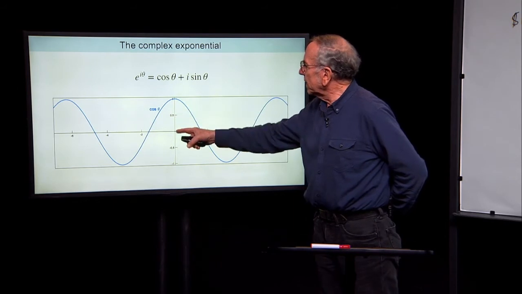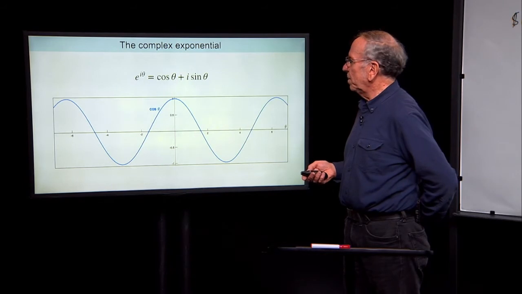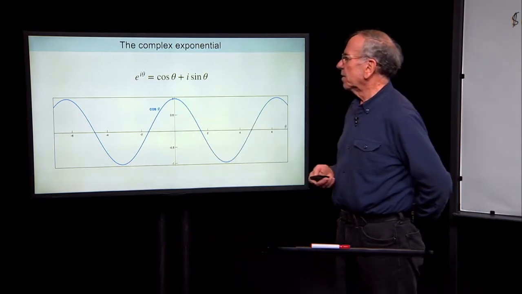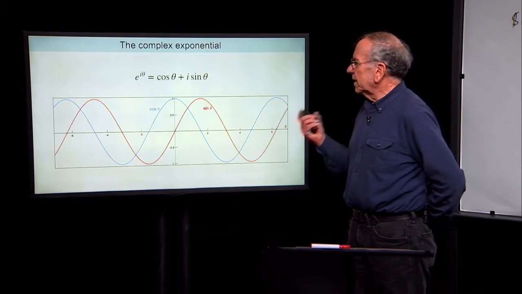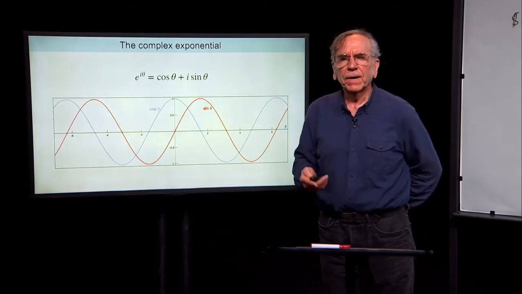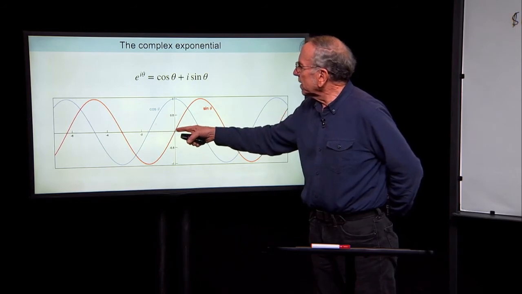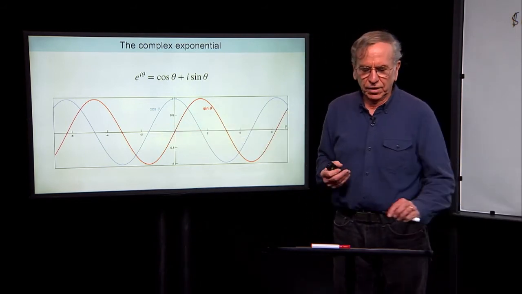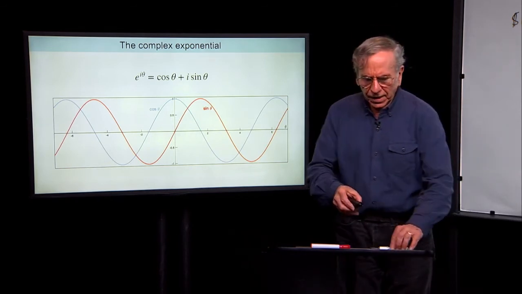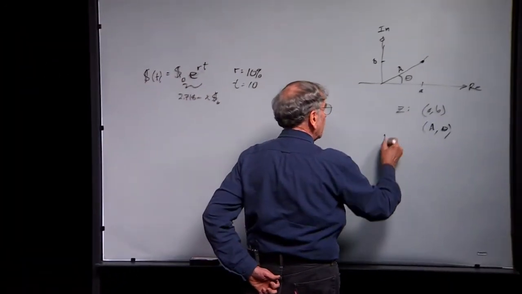So remember what cosine looks like. Cosine is 1 when the angle is 0, and it repeats with a period of 2 pi, and it's an even function. That is, it's symmetric around 0. The sine function is exactly the same, except that it's an odd function. It is antisymmetric around an angle of 0. And you can get from the cosine to the sine function by making a phase shift of pi over 2, or 90 degrees.